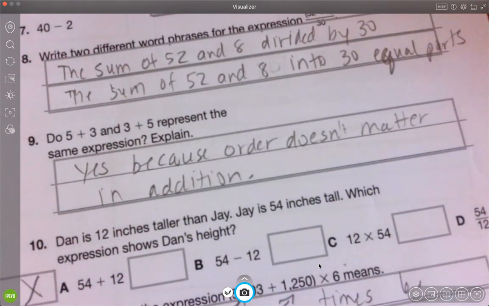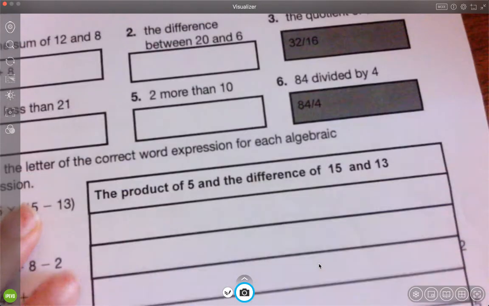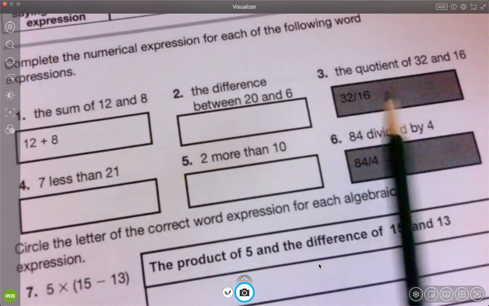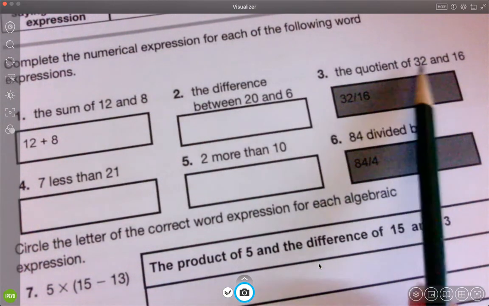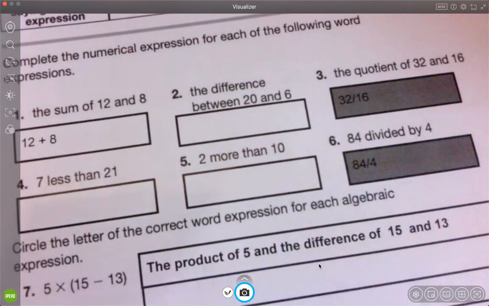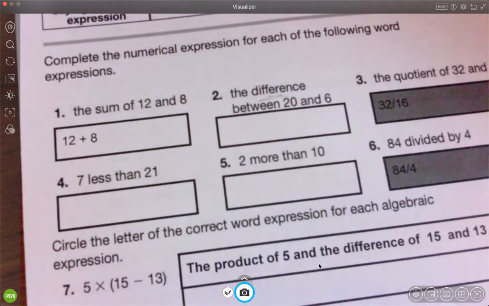That's what they're saying. Okay, so now for your assignment today, you're going to go on and you'll see boxes to type in. You're just going to write, and I did a couple for you because, again, I didn't know if you knew how to use the division bar. It's just the slash. So these are division. 32 divided by 16, 84 divided by 4. So I did those for you, and I did this one for you so you could see what you're supposed to be doing. So number 2, the difference between 20 and 6.